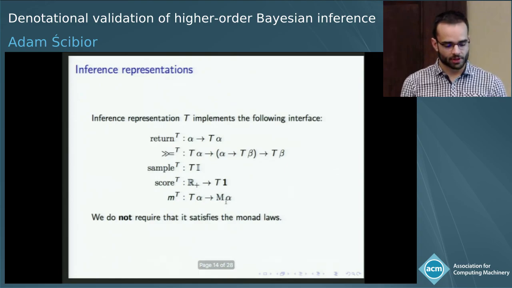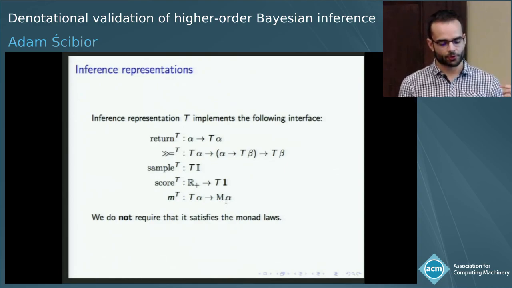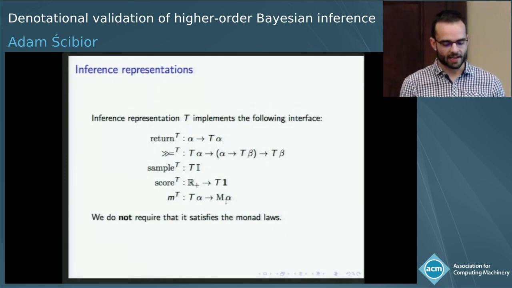Okay, and I should mention that the first four things will generally be easily implementable, while the M is just a mathematical object. So if you actually implement a system based on this, this isn't going to be available as code. It's just a conceptual thing that we can use to reason about it.